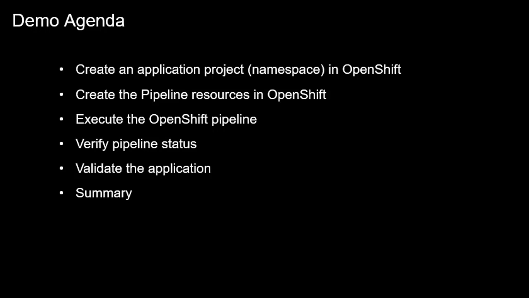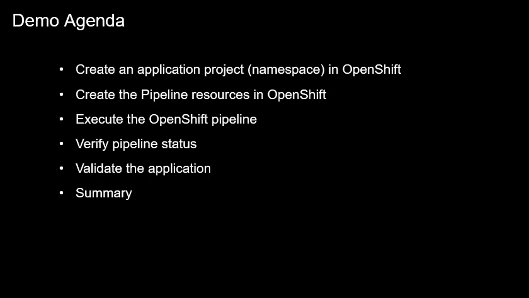This demonstration of using Open Liberty with OpenShift Pipelines contains the following activities. First, I create an application project in OpenShift. This project is where the pipeline will deploy the application in the Kubernetes cluster. Next, I create the pipeline resources in OpenShift. The resources are defined as YAML files and created via the OpenShift oc create command. Once the pipeline resources are created, I run the pipeline using the pipeline run resource.